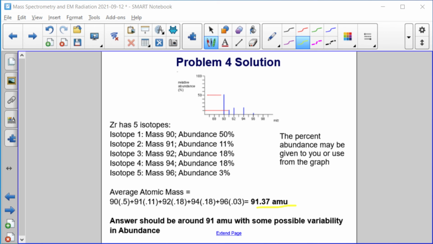I'm just looking at my AP College Board periodic table. It's 91.22. So this is a little overestimated, and that's okay, right? We're reading these directly from graphical data. So if we don't have more lines to help us more closely estimate our values, we should expect some variability.